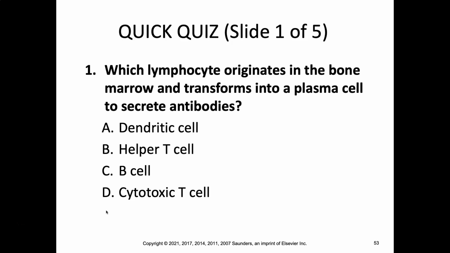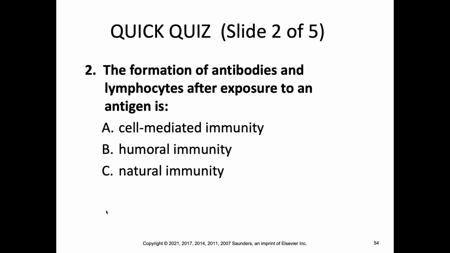All right, a quick quiz. Which lymphocyte originates in the bone marrow and transforms into a plasma cell to secrete antibodies, sorry, not antibiotics, but antibodies. This is the kind of thing you're going to need to know for your test. So if you're struggling on this, make sure you go back and you study those. Formation of antibodies in lymphocytes after exposure to an antigen is, think.